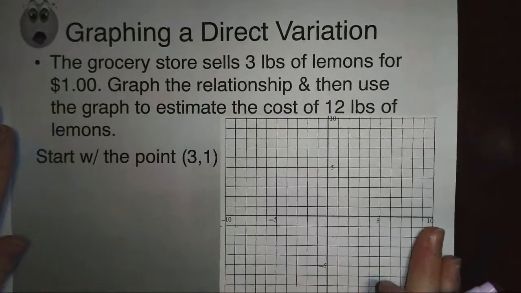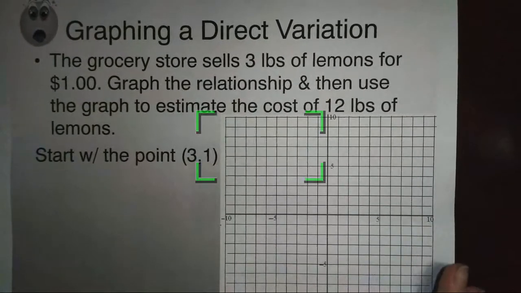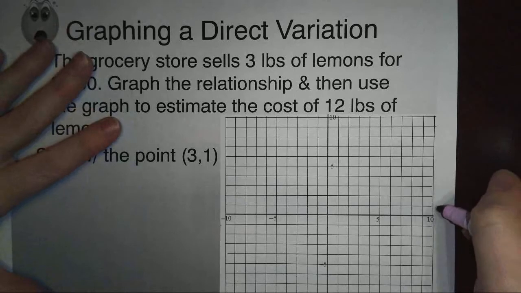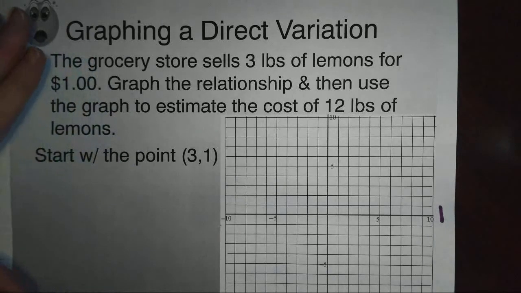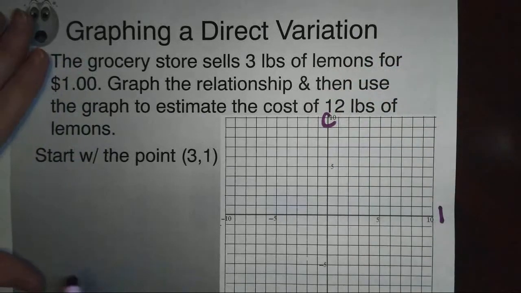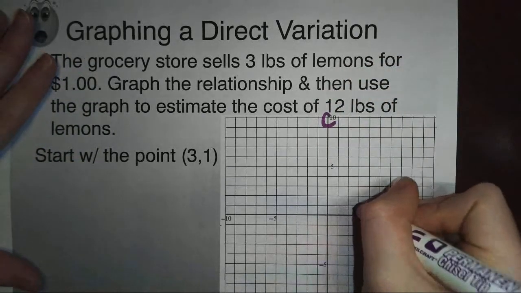Now here in our very last example, we're going to graph a direct variation. This says that the grocery store sells 3 pounds of lemons for $1. Graph the relationship and then use the graph to estimate the cost of 12 pounds of lemons. So we're going to start with the point 3, 1. So 3 pounds of lemons, so our x-axis is lemons, and it costs $1, so our y-axis is going to be cost. Now we're going to graph the point 3, 1.